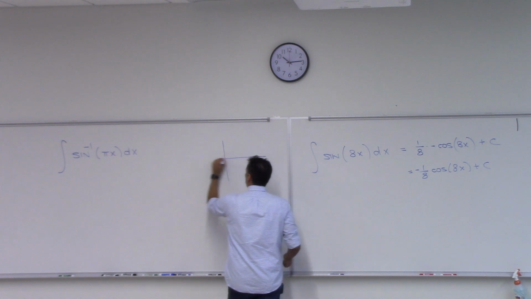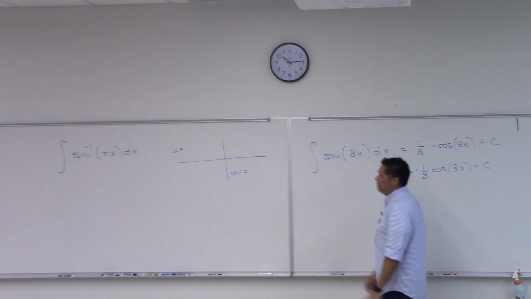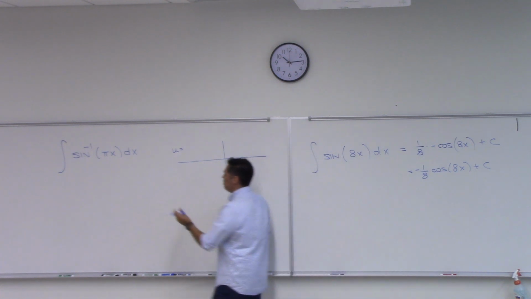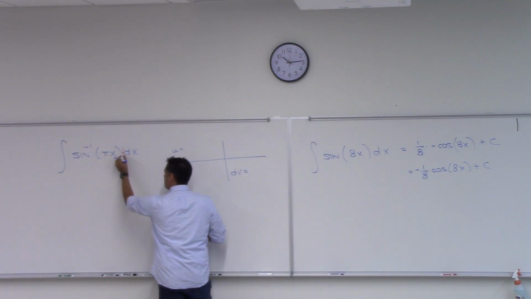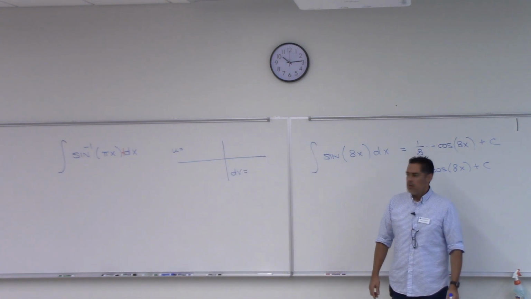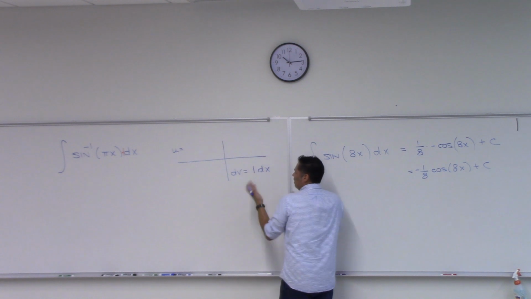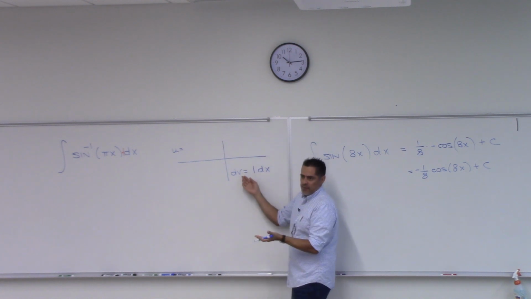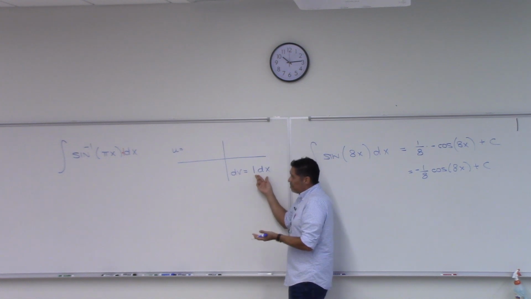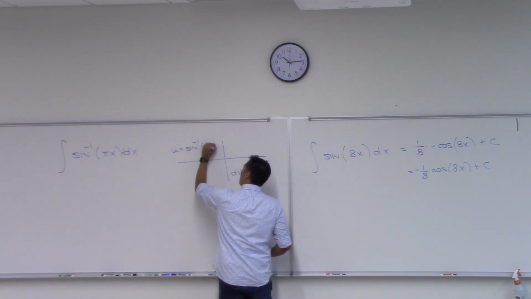So I'm going to make a table. And I'm going to have to force a u and a dv to appear here, right? What I want you to see here is that we actually do have two things. We have inverse sine of pi x times 1 dx. So I'm going to choose my dv to be the 1 dx because dv is the derivative of something, and so I'm going to just use dx there as my dv. And that forces u to be sine inverse of pi x, right?